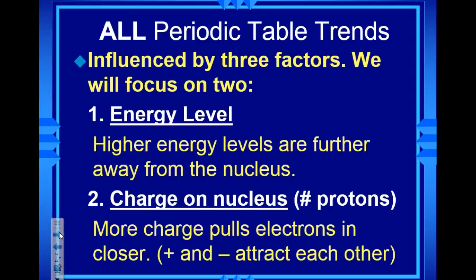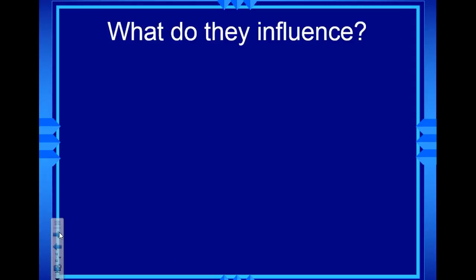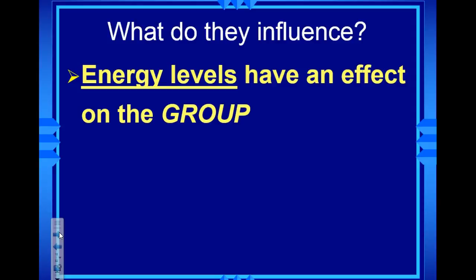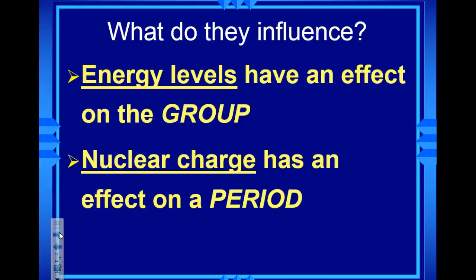The number of protons will also influence a periodic trend. The reason is the protons are the positive pole of the center of the atom. The more charge you have, the more attractive force you have. Energy levels have an effect on the group. Nuclear charge has an effect on the area.